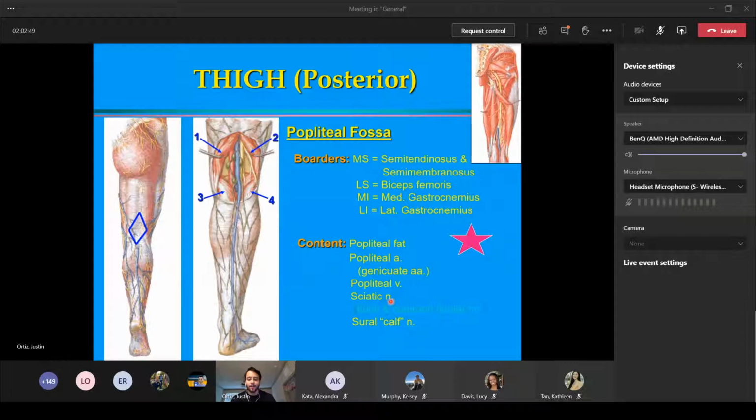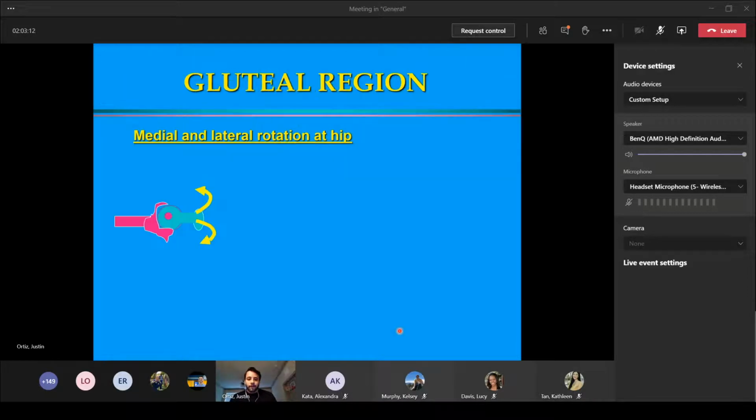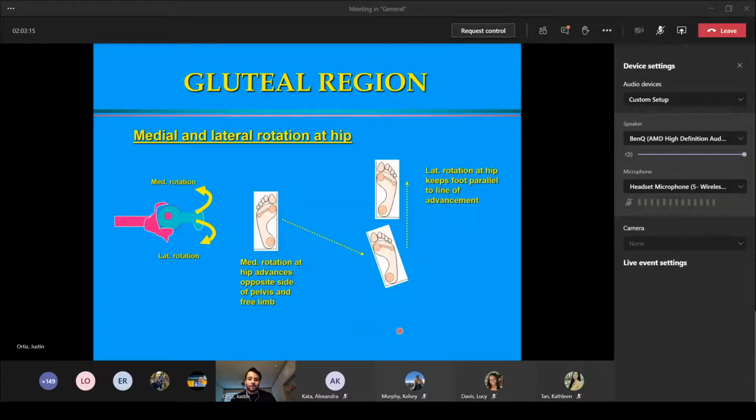I would also note their contents generally. It says popliteal artery and popliteal vein, which makes sense because it's the popliteal fossa. Sciatic nerve, because we know it goes down the posterior side of the leg. He didn't talk too much about the sural or calf nerve; that's just going to be sensory innervation on the posterior side of the leg. So those borders are important. And just know that medial rotation is turning the foot in, lateral rotation is turning the foot out. And that's it for that lecture.